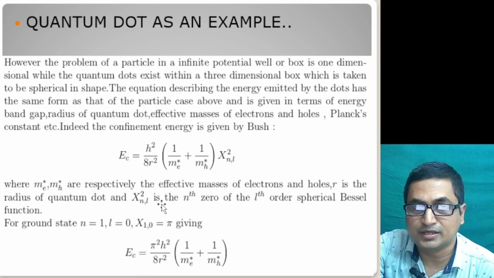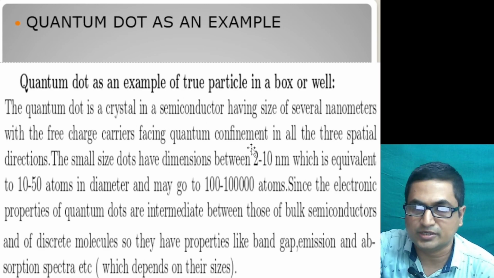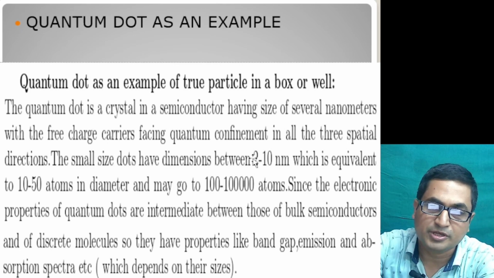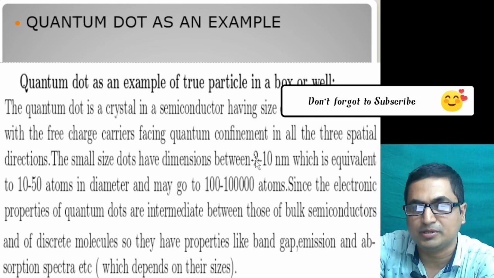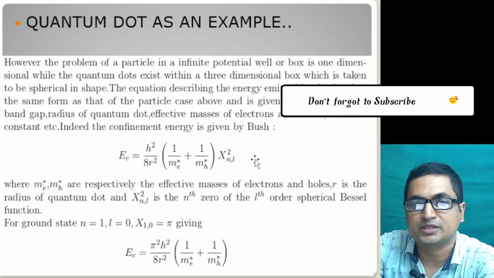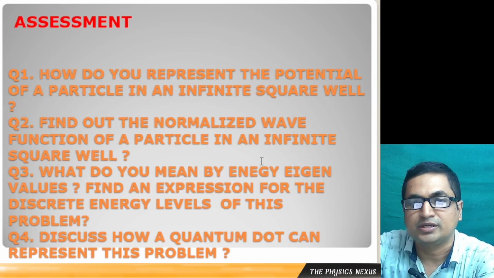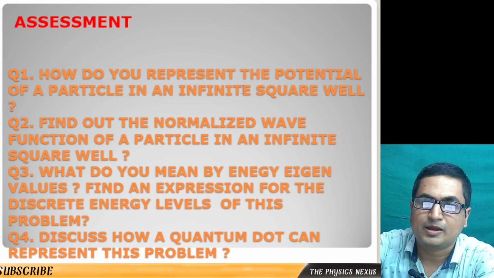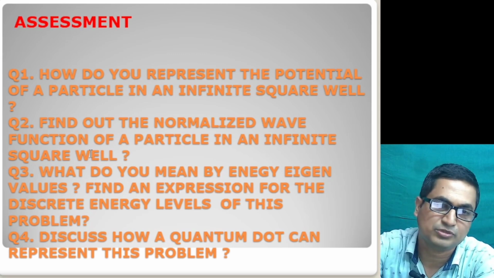Regarding the quantum dot as a true example of this case, our conception is that a quantum dot remains confined within the semiconductor, and because of that confinement, we can treat it as an example of a particle within an infinite square potential box. So we are left with some kind of assessment here. How can we represent the potential of a particle in that infinite square well? Well, the diagram is shown in this video.